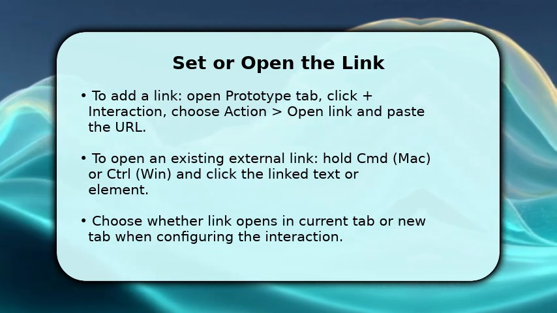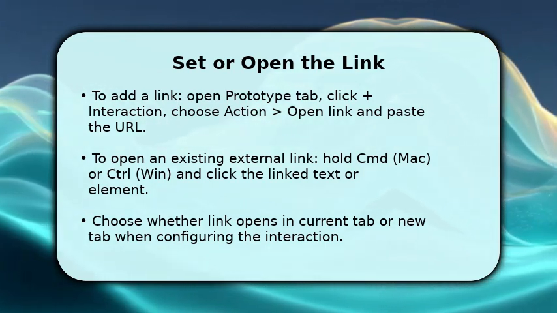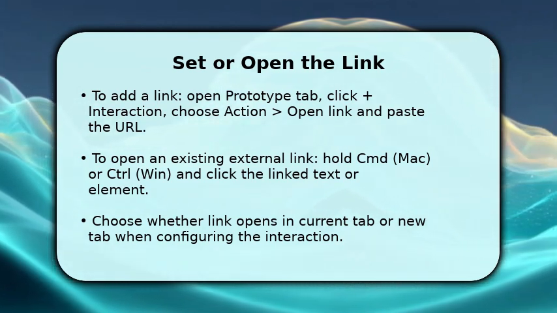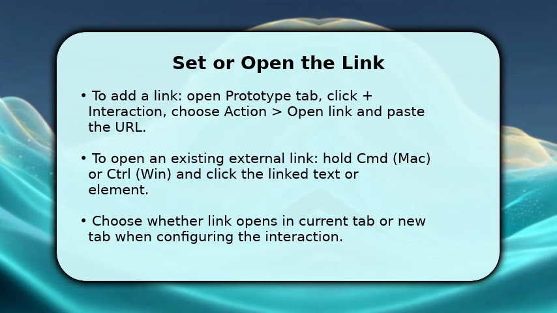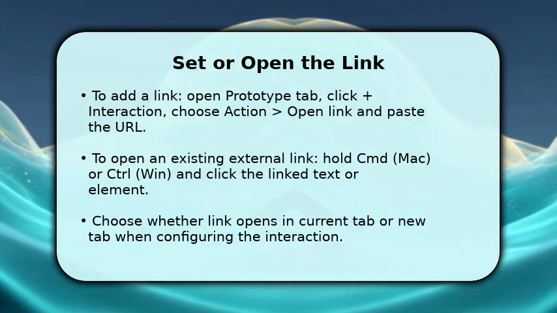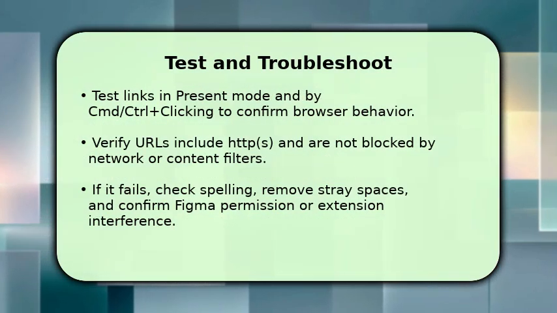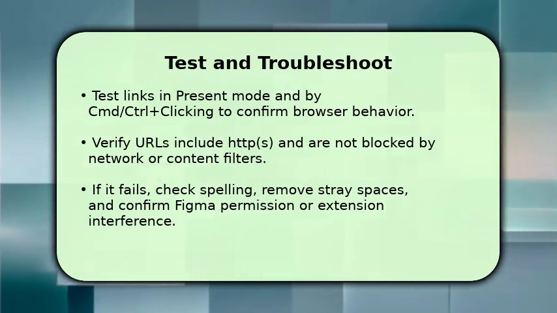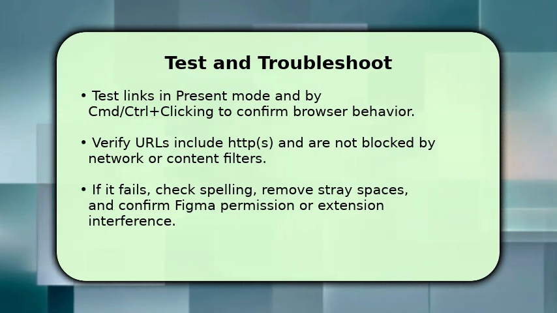If the link already exists in a text layer, you can open it immediately by holding CMD on Mac or Control on Windows and clicking the link. That bypasses prototype mode and launches the link. Finish by testing the link. Enter present mode and click the interactive element, or CMD/Control plus click the text to open the URL directly.